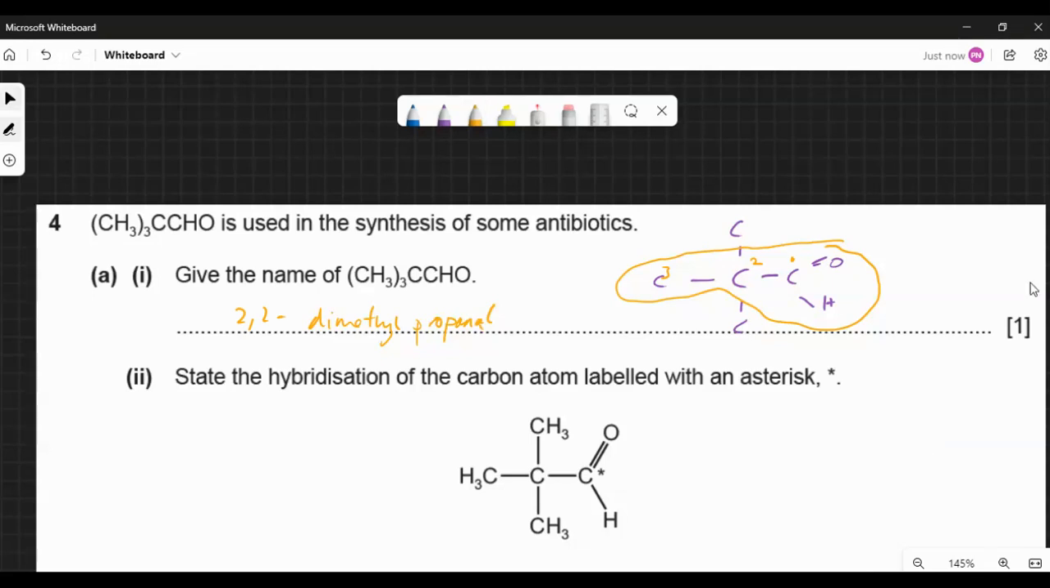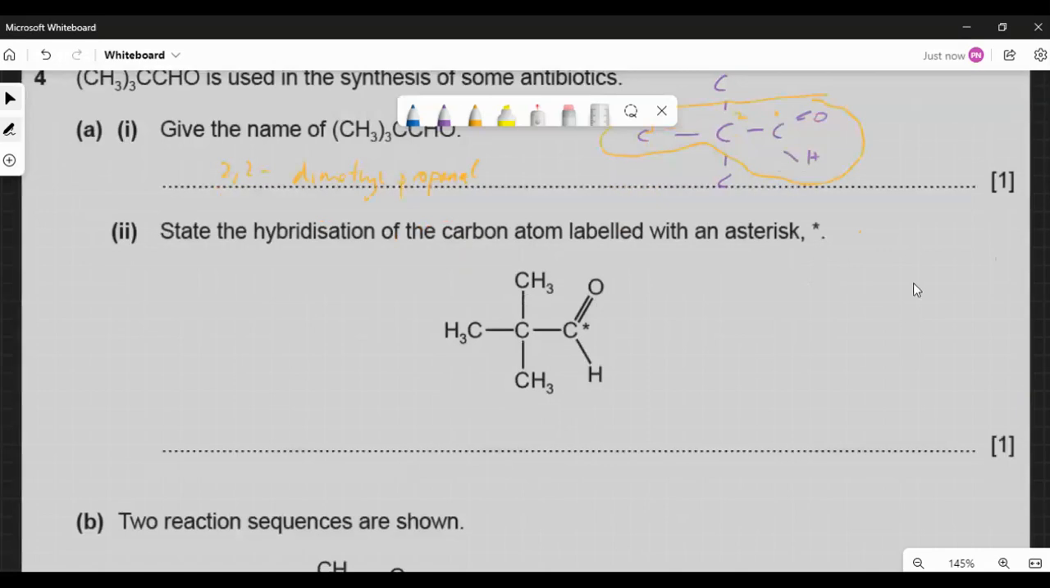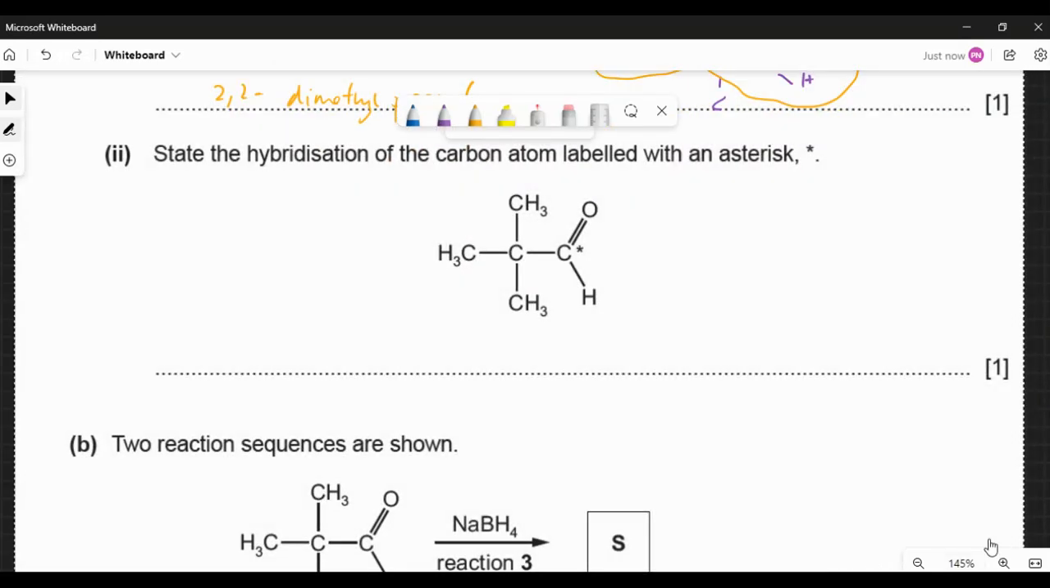State the hybridization of the carbon labeled with an asterisk. Well, that's one we've done a million times. Anyone? It's sp2 hybridized. Well done. The bond angles here are 120. And this one is sp3, and these bond angles will be 109 and a bit. I think that's the only bond angles there.